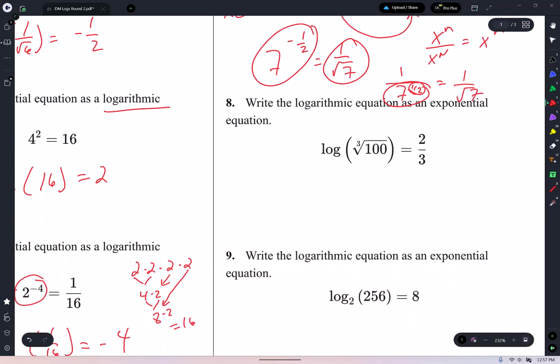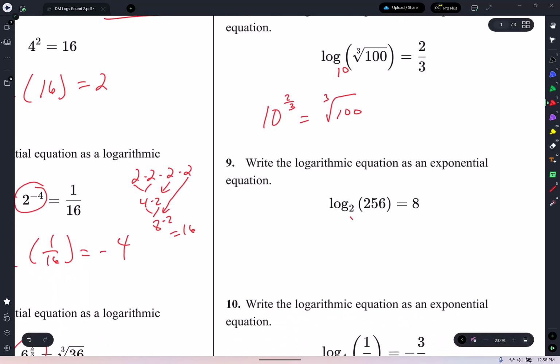All right. If you don't see a base, what base is it? 10. So 10 to the 2/3 equals the cube root of 100, which really is also 10 to the 2/3, right? And that's it. This one here, 2 to the power 8 equals 256.